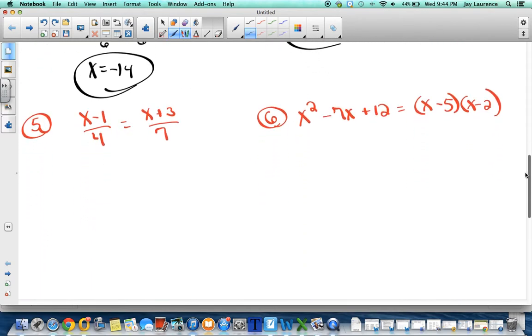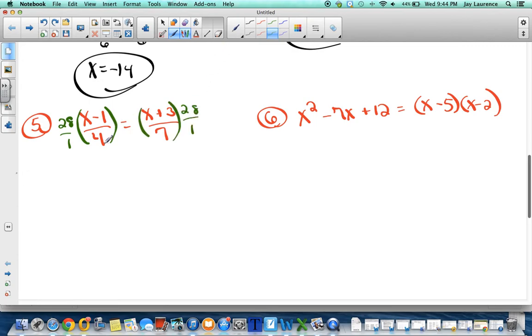All right. How about number 5? You know what? It looks a lot like the last problem. I need the least common multiple. I need the smallest number both 4 and 7 go into. Well, I think that would be 28. Hey, by the way, it won't always be the product of the 2 denominators. Okay. So I'm going to multiply by 28 over 1. And over here, I'm going to multiply by 28 over 1.